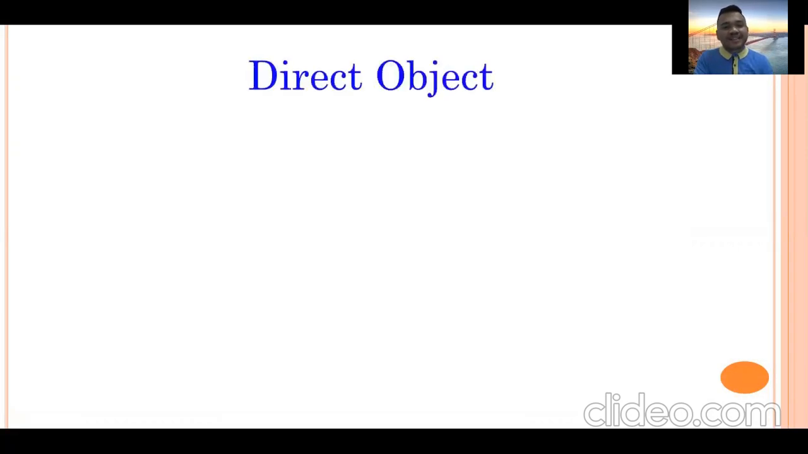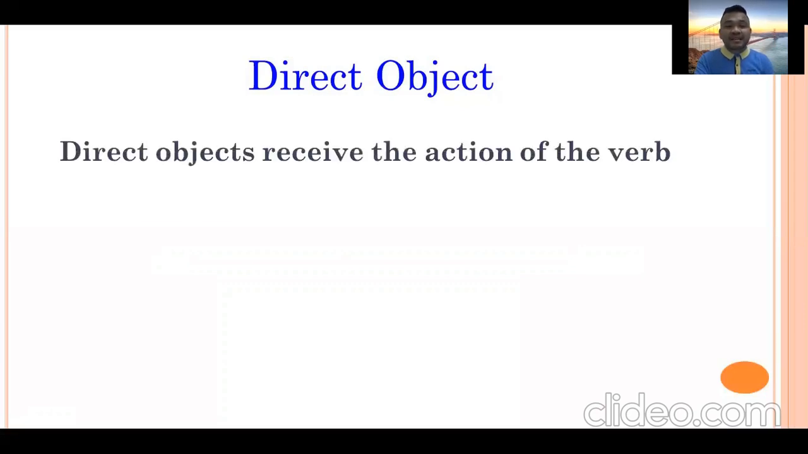Now, in every sentence, we have to remember its parts. Like we have the subject, we have the verb, and we have the direct and indirect object. But today we're going to focus on direct object. But before that, what is a direct object? When we say direct object, it receives the action of the verb. Again, direct objects receive the action of the verb.